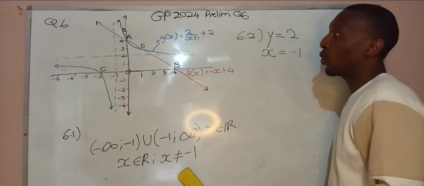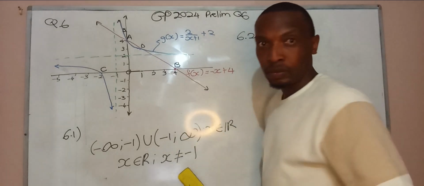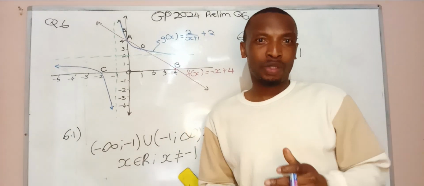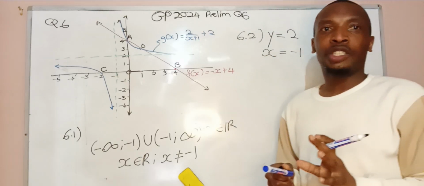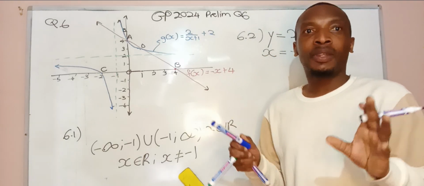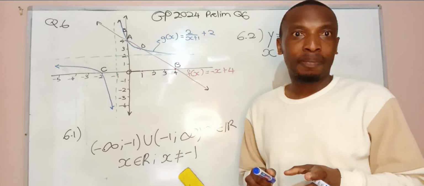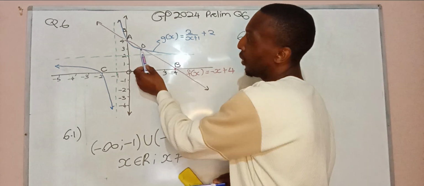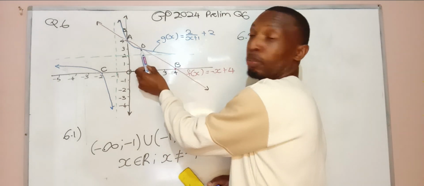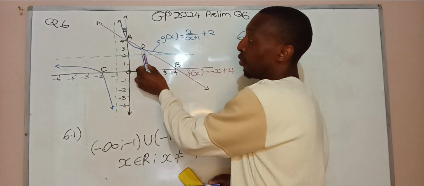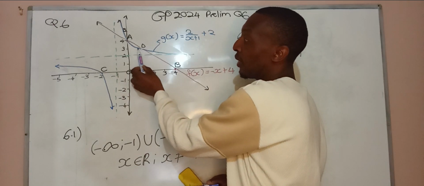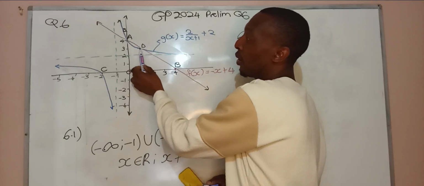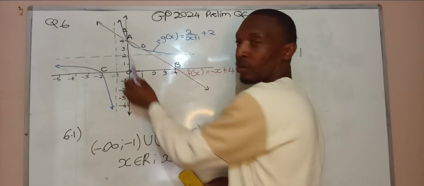Let's work out the coordinates of D. Okay. How do you work out points of intersection? The point of intersection is the point where the graphs are equal to each other. If you look here, the y's of both the graphs are equal to each other. For example, at point D, the y of the straight line is 3. The y of the hyperbola is also 3.